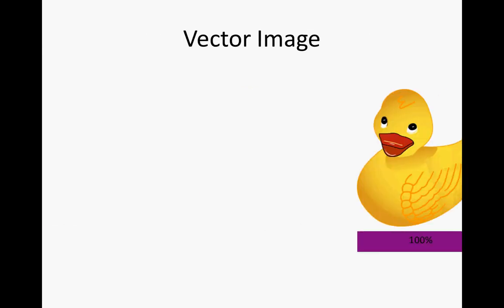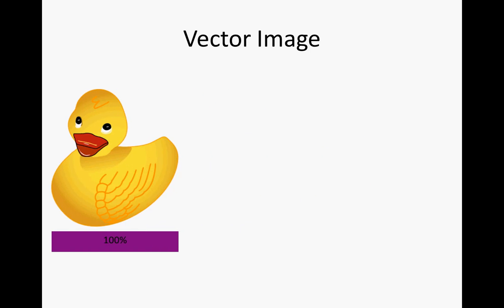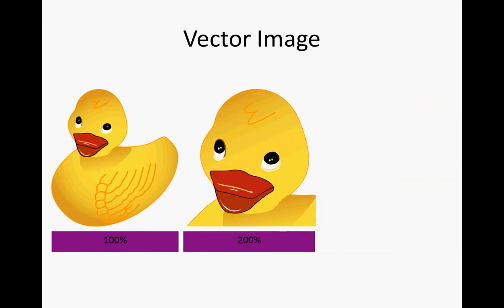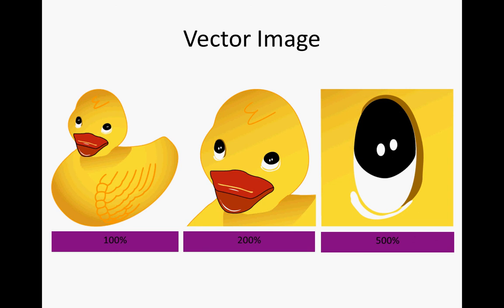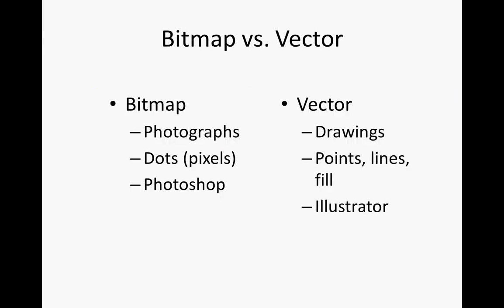Vector image: 100%, 200%, 500%. As you zoom in, the image remains the same. Bitmap versus vector. Bitmap: photographs, dots, pixels, and Photoshop. Vector: drawings, points, lines, fill, and Illustrator.